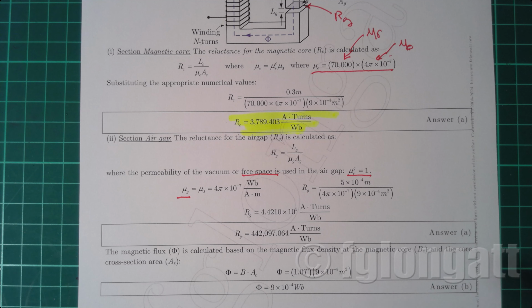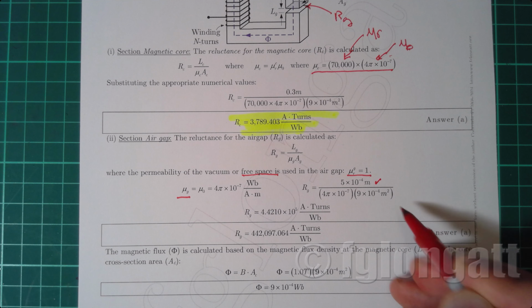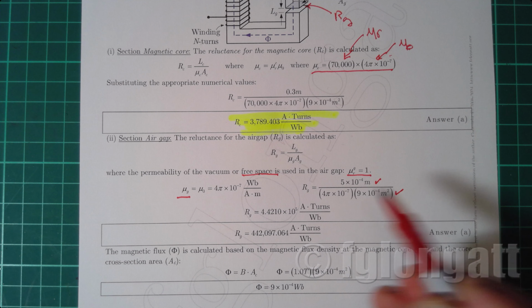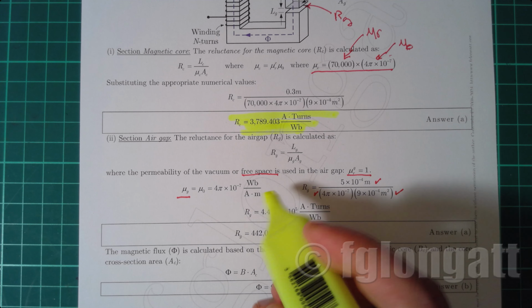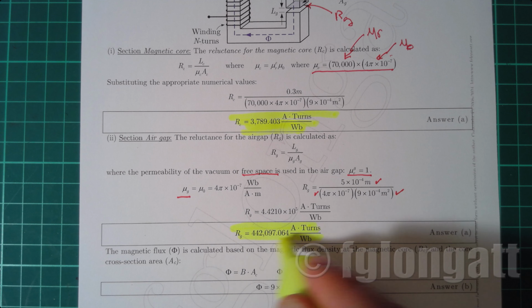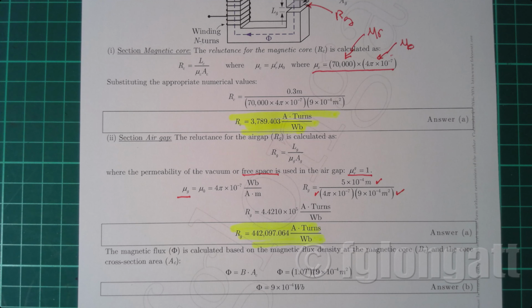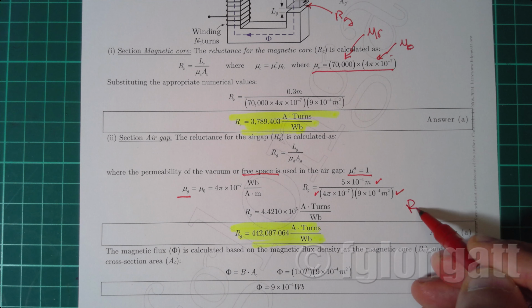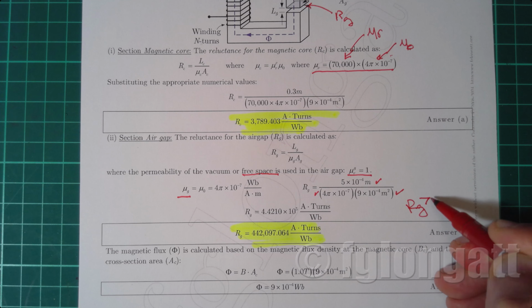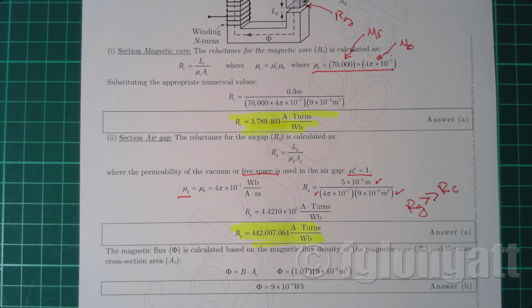Now it's time to put the numbers inside the equation: this small length, this small cross-section and the permeability of the vacuum. And finally, we get the result of the reluctance coming from the air gap. Something extremely important that you need to understand is how the reluctance of the air gap is extremely high compared with the reluctance of the magnetic core.